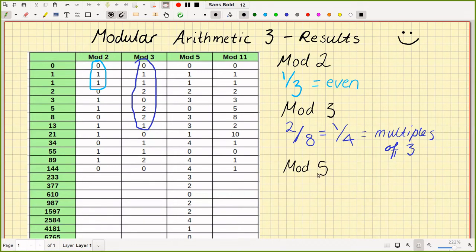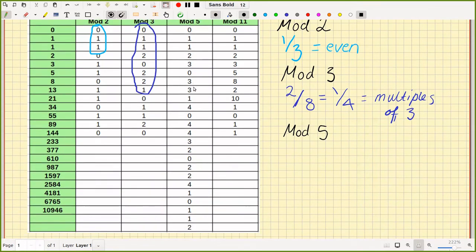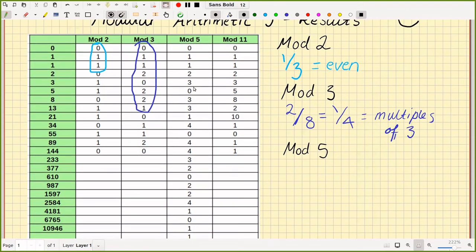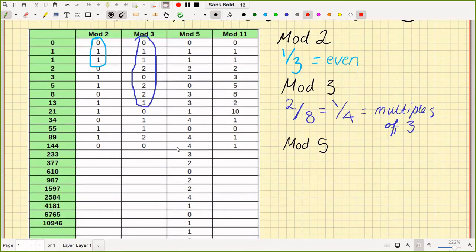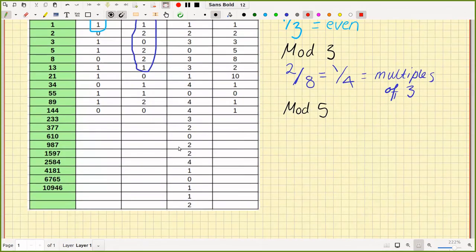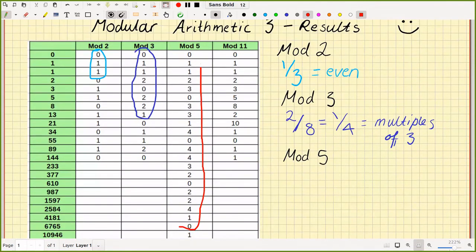In this case, it took me ages before I could find a pattern, so I had to extend my table and keep it going. And I found that in the end, this pattern repeats every 20 numbers. Let me see if I can draw that. So down here. Every 20 numbers. And once again, every time there's a 0, it's a multiple of 5.